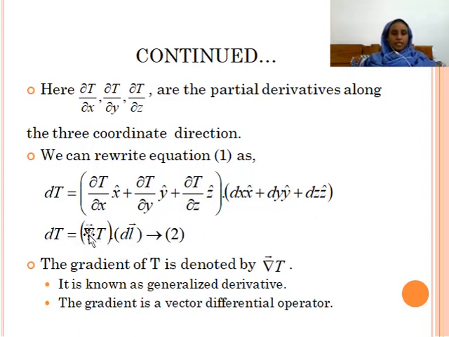Okay, this operator is called gradient. The gradient of T is denoted by this symbol, del T. So now we have introduced a new operator, the gradient operator. This is known as the generalized derivative. This is the expression for gradient T: dou T by dou x x cap plus dou T by dou y y cap plus dou T by dou z z cap. This is called gradient T. This is a generalized derivative. Okay, this is a vector differential operator.